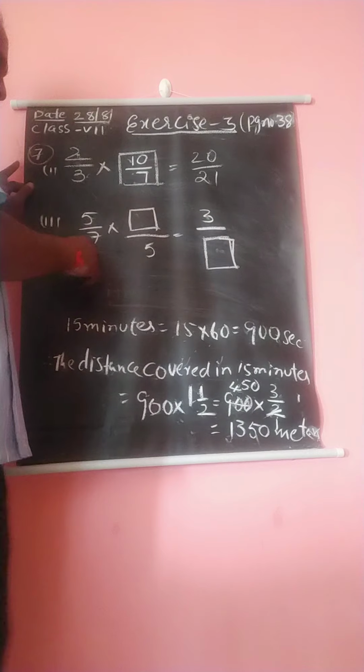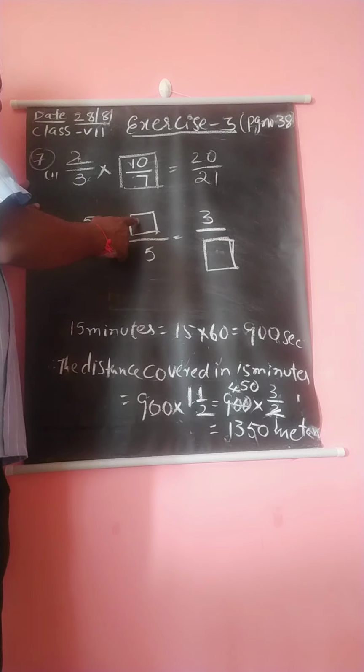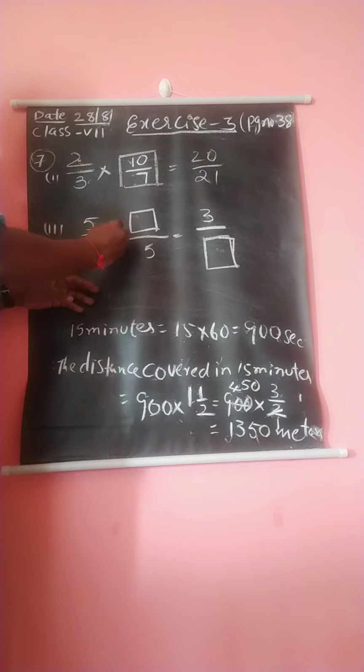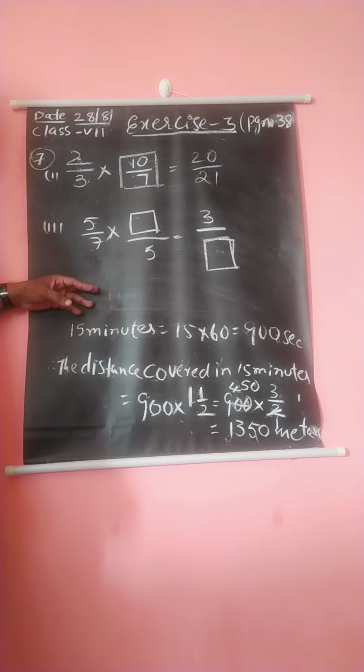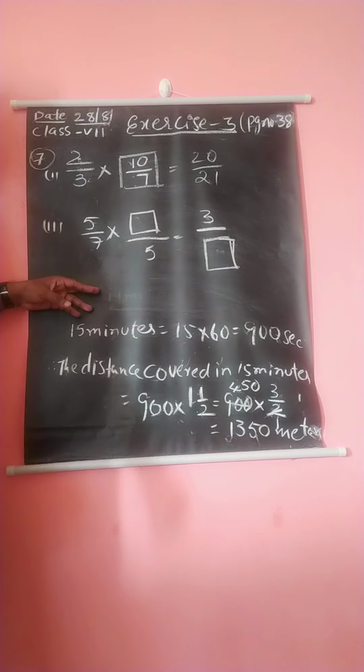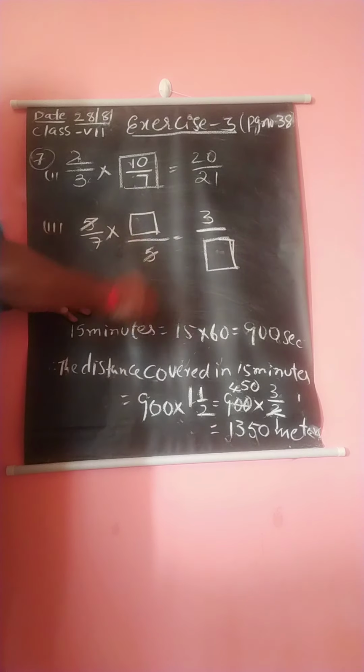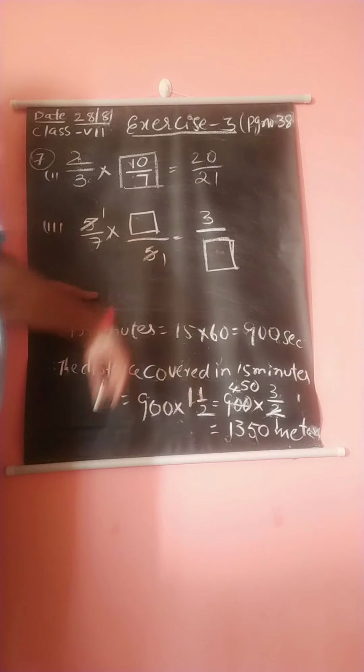Look here, children, no number multiplied with 5 gives 3. So here this is multiplication. Already I told you: the same numerator and denominator cancel. But 5 is the numerator, and one more 5 is the denominator, so they cancel. Here 1, here 5 ones are 5 ones.